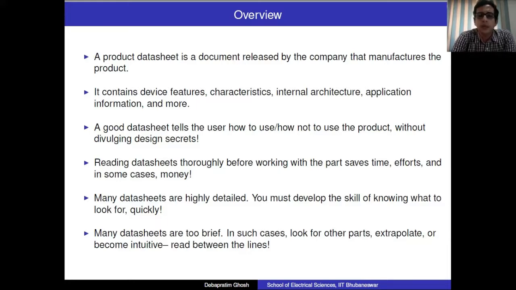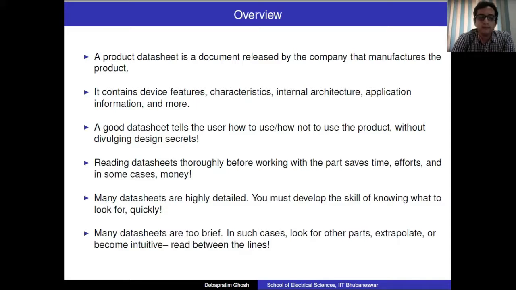A good data sheet of any product will tell the user what are the good ways to use the product and what are the ways you should not use the product. But at the same time, since the design of that chip or part is a commercial secret for the company, they will generally not reveal too many secrets behind how that exact chip or part has been designed. So a good data sheet will tell you how to use it without bothering too much about what went into designing it.